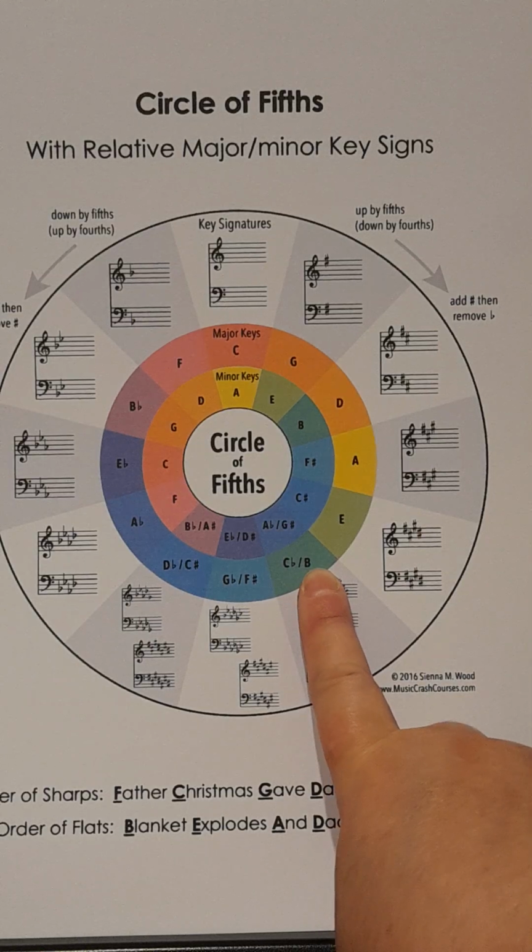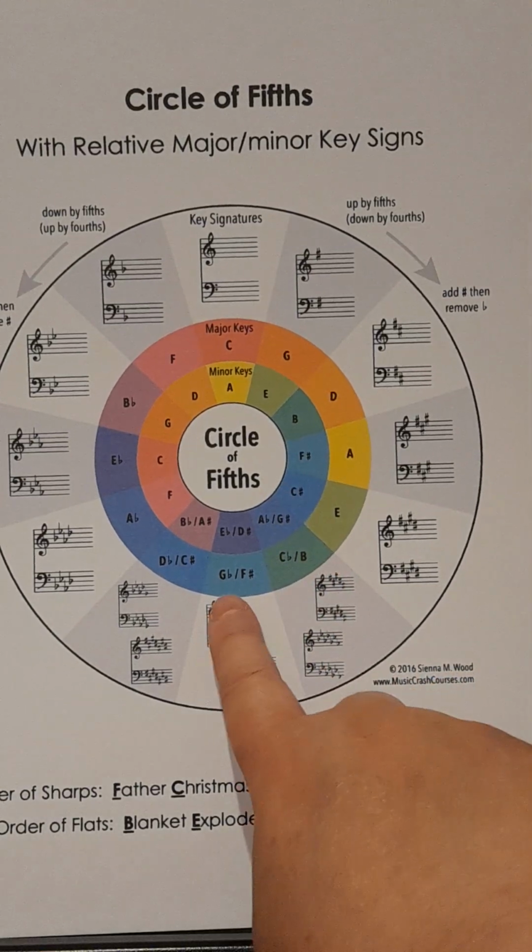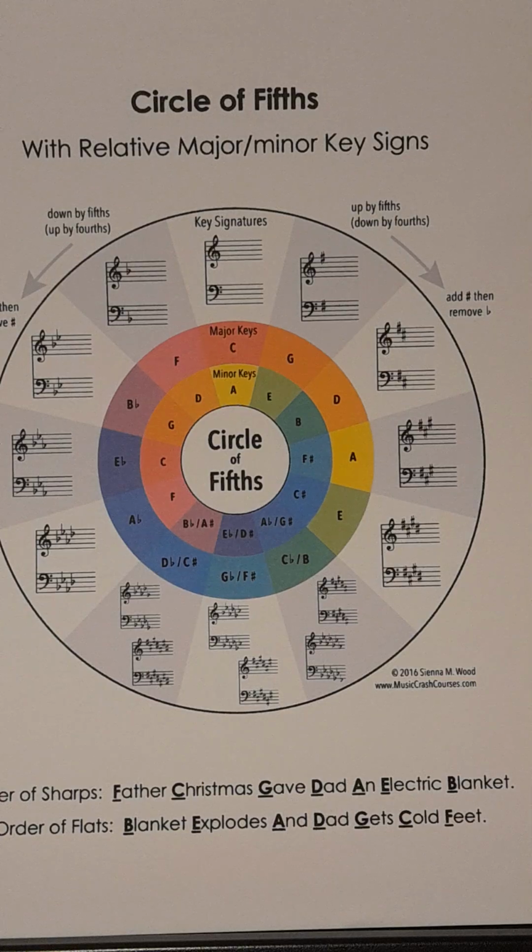What's the fifth note, circle of fifths, of B major? B, C sharp, D sharp, E, F sharp. We can build a major scale starting on F sharp and ending on F sharp. Ready? F sharp, G sharp, A sharp, B, C sharp, D sharp, E sharp, F sharp.